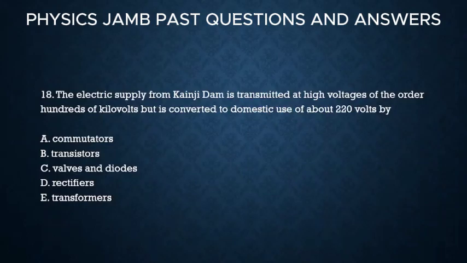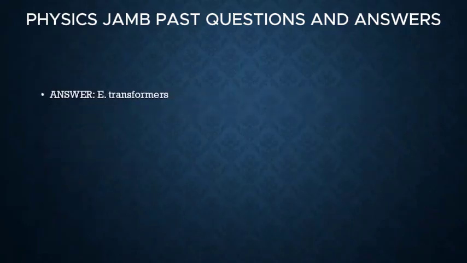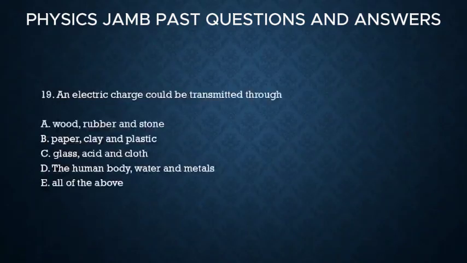Question number 18. The electric supply from Kainji Dam is transmitted at high voltages of the order of hundreds of kilovolts, but is converted to domestic use of about 220 volts by A. Commutators, B. Transistors, C. Bulbs and diodes, D. Rectifiers, E. Transformers. The answer is E, which is transformers.